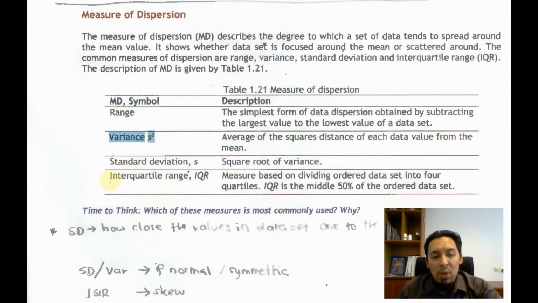And then we have interquartile range, which also talks about spreadness. It is a kind of range where you subtract between two values. However, the values chosen are not the largest and the lowest value. It is the values of two quartiles. We're going to talk more about how to find quartiles later in measure of position. So they use two quartiles, and those two quartiles will be used to describe the dispersion.